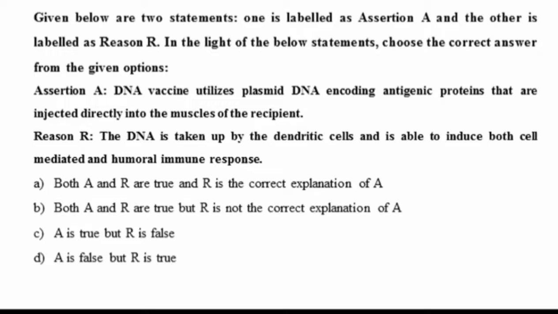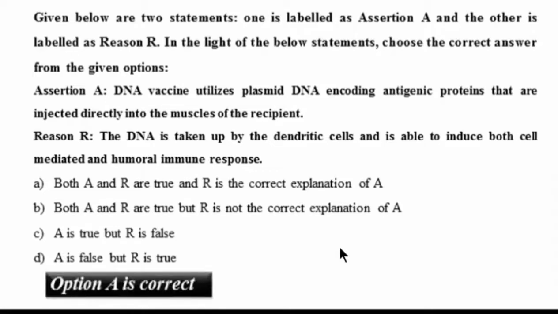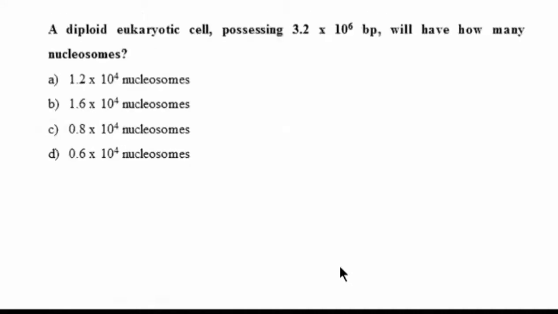Since dendritic cells are antigen-presenting cells of the immune system, once activated, they might migrate to the lymph nodes where they interact with the T and B cells to initiate and shape the adaptive immune response. So the correct answer is both A and R are true, and R is the correct explanation of A. Our option number A is the correct answer.